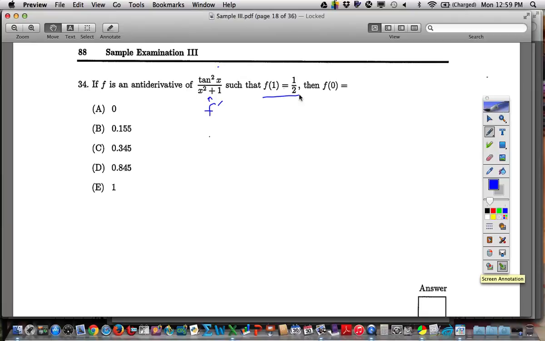Okay? Now, we did this when we were doing the motion packet, because normally what would happen is you'd get the antiderivative, you'd tack on a plus c, right? That'd be your little f, and then what?